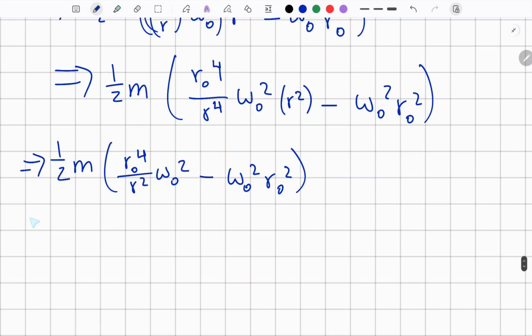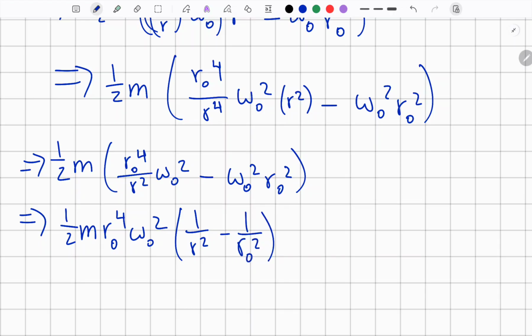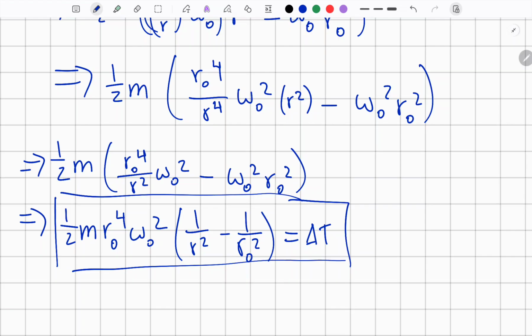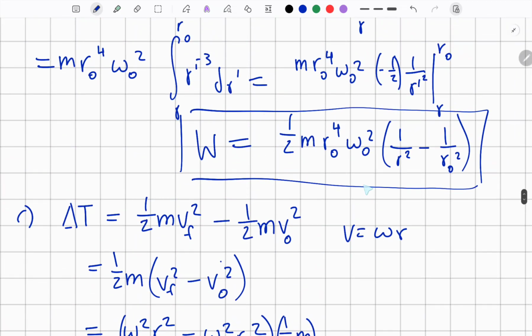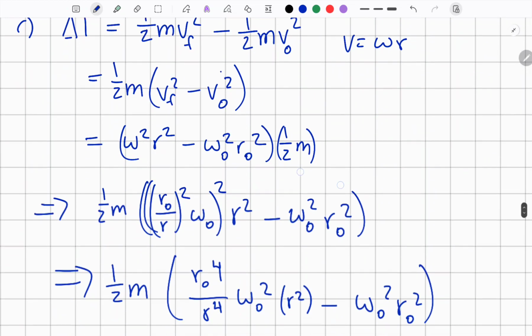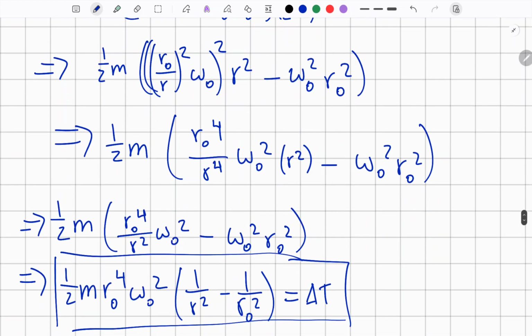And you can see that if we pull out 1/2 m r naught to the fourth and an omega naught squared, we factor that out, we're left with 1 over r squared minus 1 over r naught squared. You can see that the change in kinetic energy is equal to our work. We end up with exactly the same expression, so our change in kinetic energy is equal to the work done.